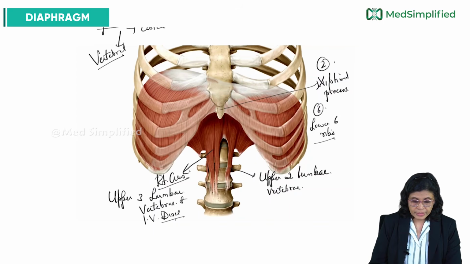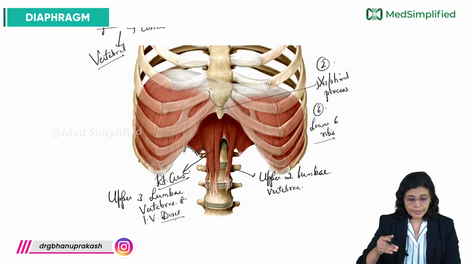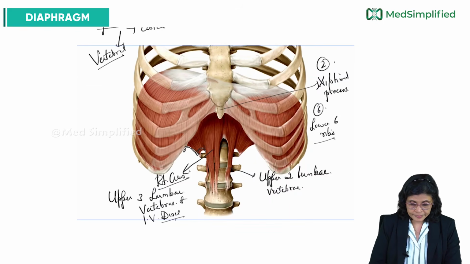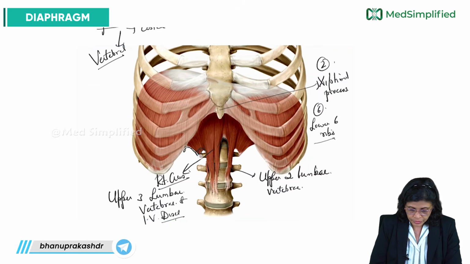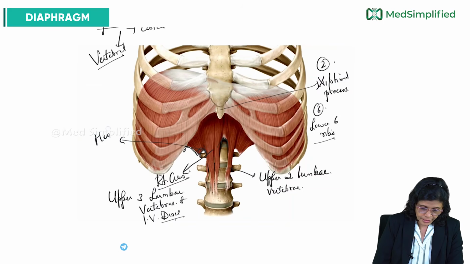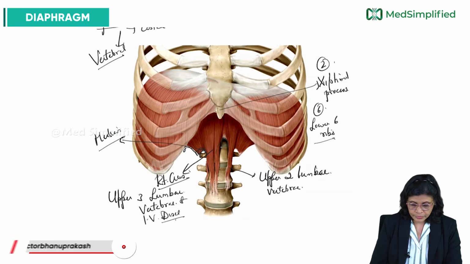Then the arcuate ligaments. These are basically arched fibers. We have the median arcuate ligament, then the medial and the lateral arcuate ligaments. The median arcuate ligament lies between the upper ends of the two crura, the right and left.